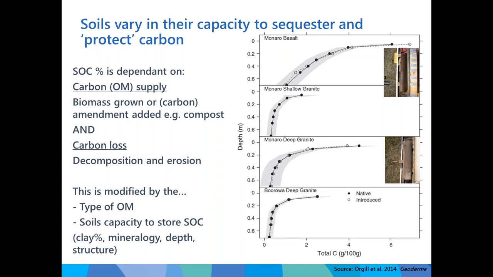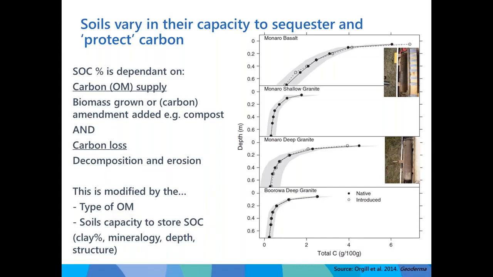Now, just focus on the deep granite derived soils for a moment. Now I'm going to introduce a different soil profile. Now we're looking at a different region, similar rainfall, but a different rainfall pattern, which is really important, different temperature, and we've got the same soil type. So we're looking at deep granite-derived soils in the Monero region compared to the Boora region. Now, there was twice as much carbon in those Monero deep granites compared to the Boora deep granites.